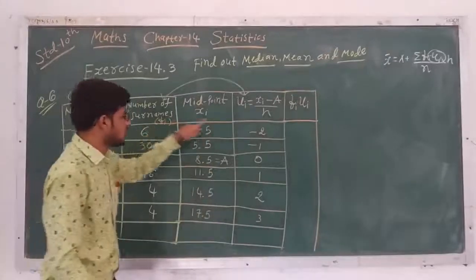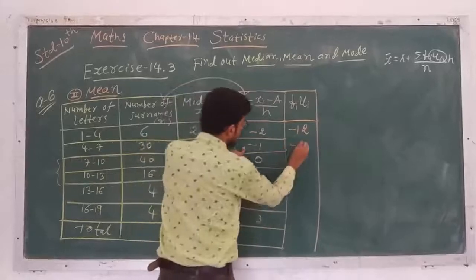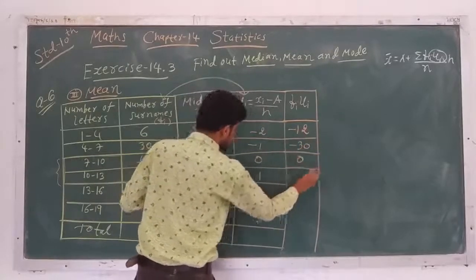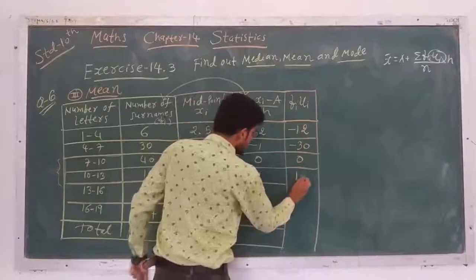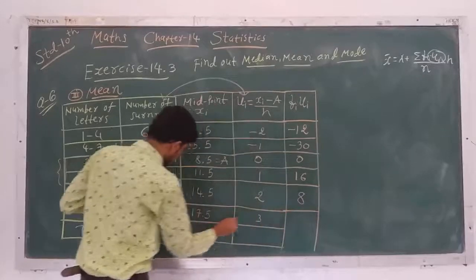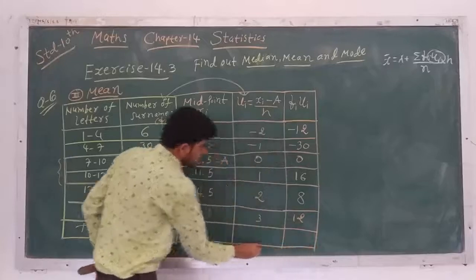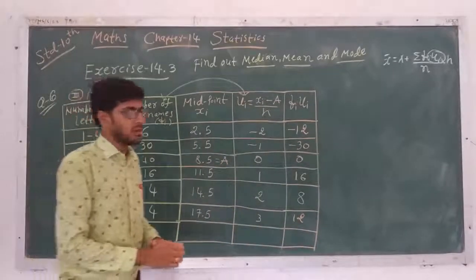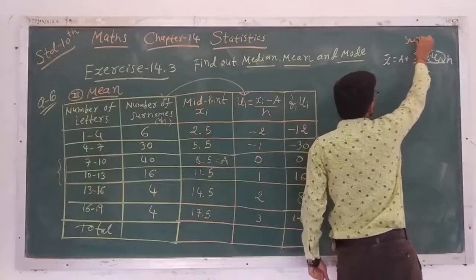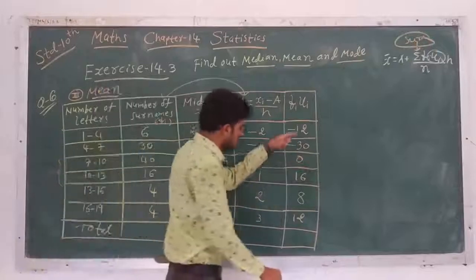So 6 into -2 is -12. 30 into -1 is -30. Next, 40 into 0 is 0. 16 into 1 is 16. 4 into 2 is 8. And last, 4 into 3 is 12. But we have to find sigma fi ui. What is the meaning of sigma? Sigma means summation, sum. So we have to find the summation of fi ui.